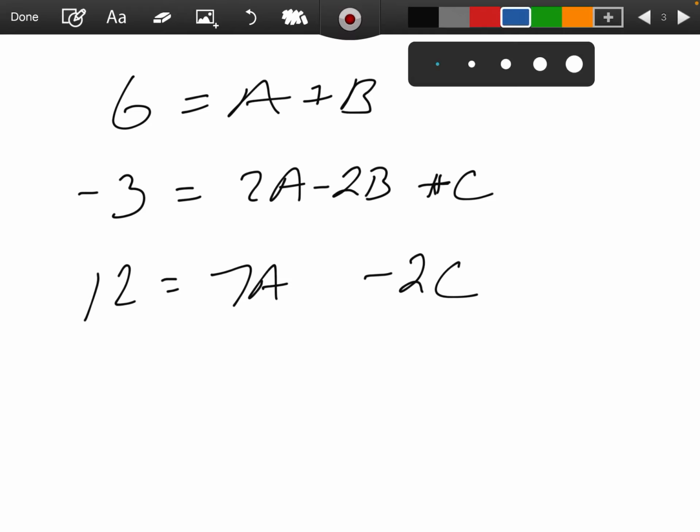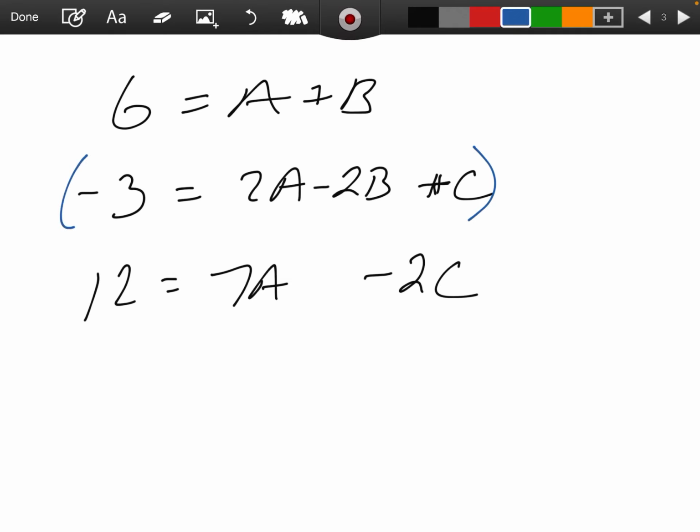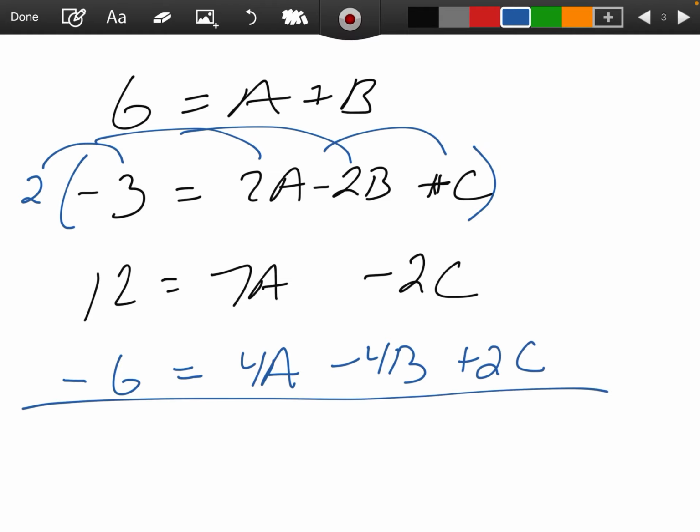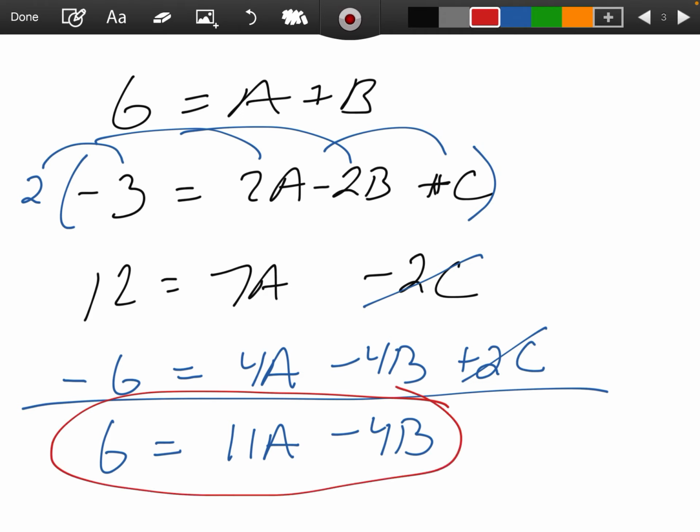to cancel out. So if we were to take, say, this second equation here, y'all, and we were to multiply it by 2, that's going to give me a negative 6. 2 times 2a is going to give me a 4a. So that's going to give me a minus 4b, and that's going to give me a plus 2c. Now the reason why I'm doing that is if I add these two equations together, that's going to give me a 6 equals 11a minus 4b, and then my c's cancel, right?